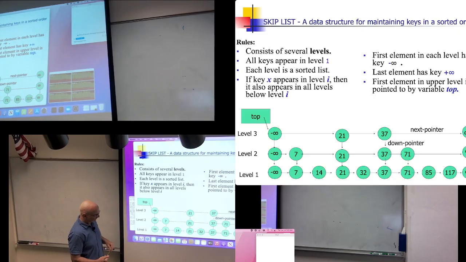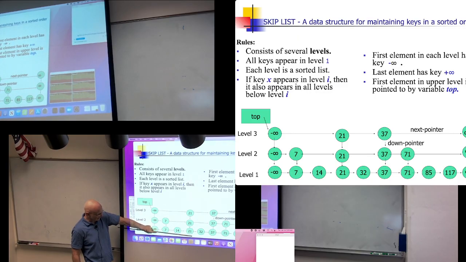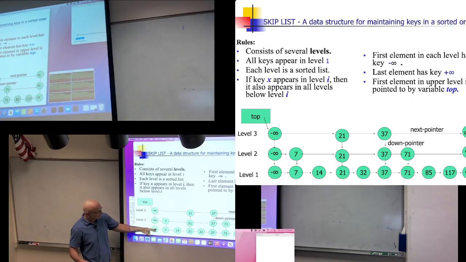And it will consist of several levels, maybe one, maybe more. In my notation, level 1 is the lowermost level. Each and every key in the data appears in level 1. Level 1 contains all the keys that you have in your data as a sorted, one-directional linked list, with minus infinity and infinity as before. So everybody is in level 1.